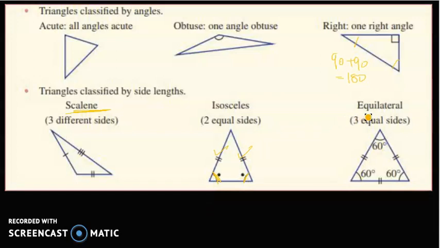The third classification is the equilateral triangle. An equilateral triangle is a triangle where all its sides are equal. So the measurement of all the sides is the same. Therefore, all the angles will also be equal. So an equilateral triangle has its angles equal to 60 degrees, because 60 times 3 is 180. The sum has to be 180 in any case, so each angle will be equal to 60 degrees.